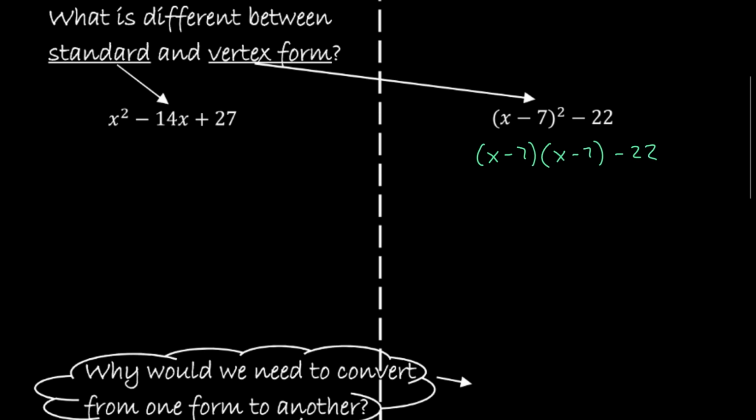How do I multiply these two parentheses together? Can I just do x squared plus 49? Is that the correct answer here? Mm-mm.